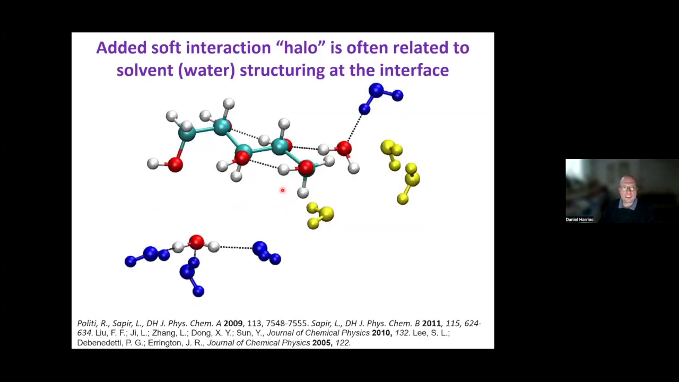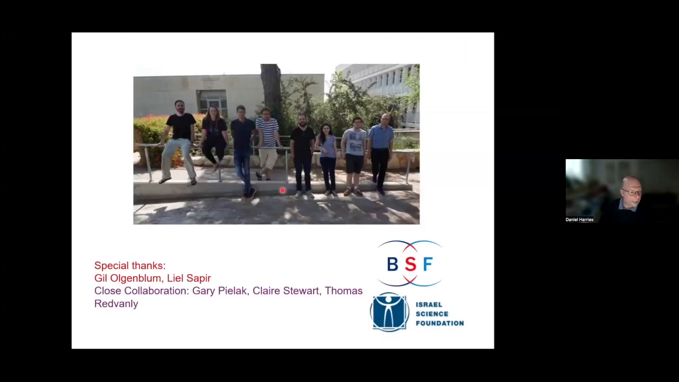So overall, this added soft interaction or halo, like those people in the swimming pool, is often related to water structuring at the interface, although, of course, there could be other mechanisms in other cases. So I think I've said all I wanted to say about the modeling and theory.